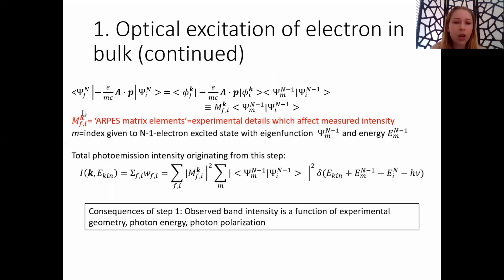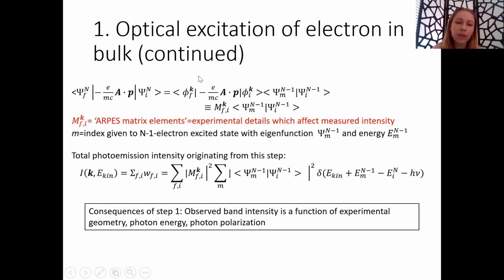All right. So then with that approximation, the matrix element term gets slightly rewritten, where you have a matrix element term involving only single electron wave functions, and then another product state of N-1 electron wave functions.